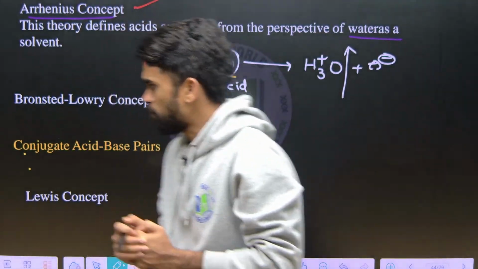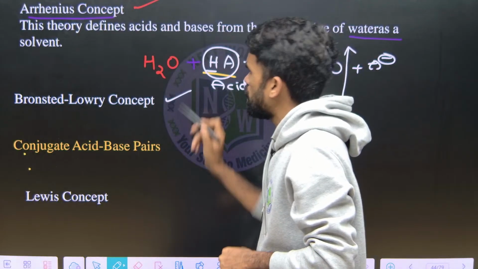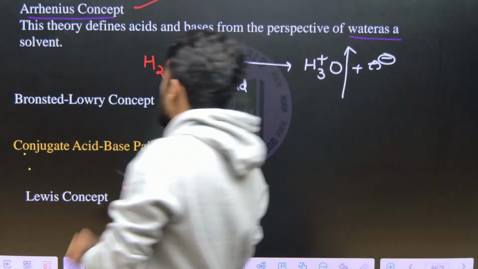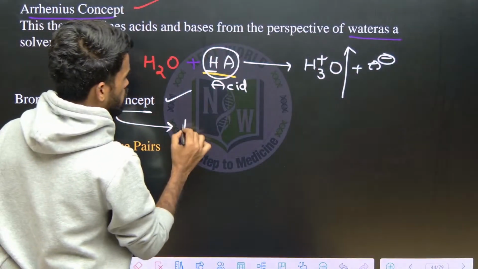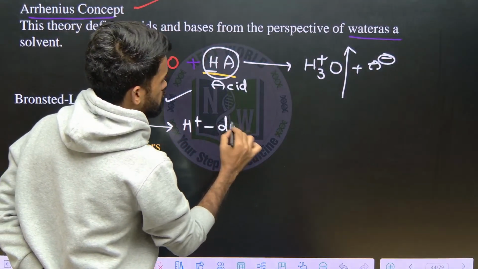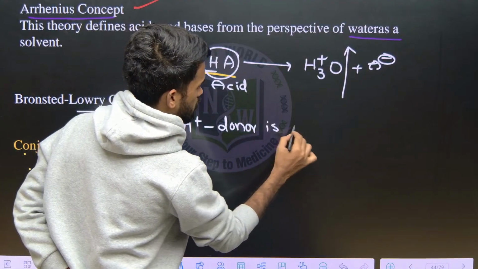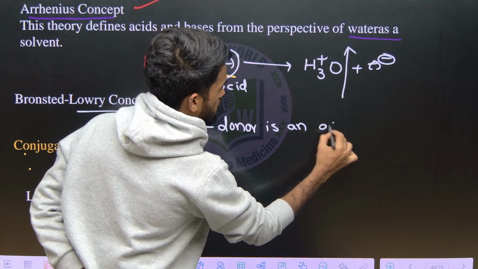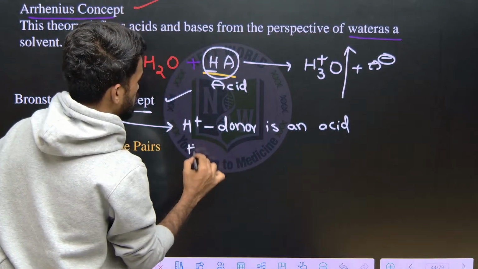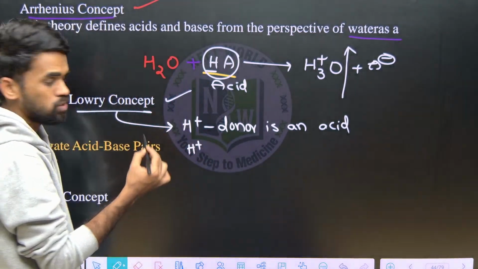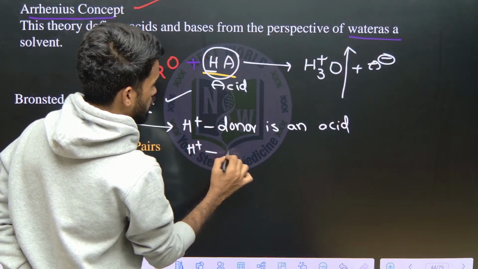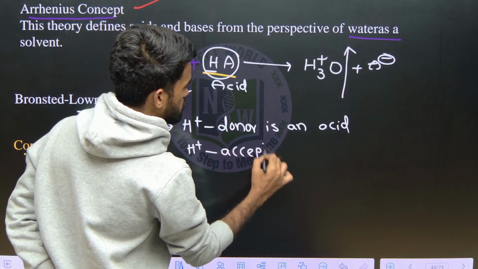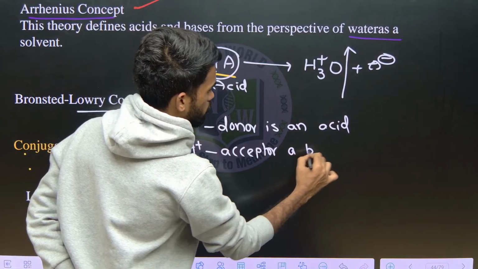After that we have the Bronsted-Lowry acid base concept. As per this, a proton donor is an acid, and a proton acceptor is a base. This is with respect to the H plus ion only.